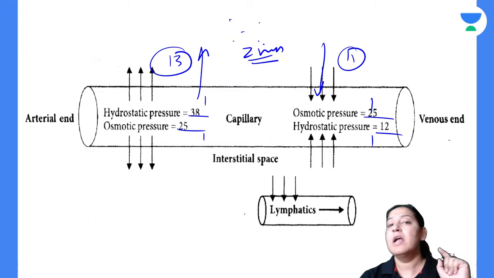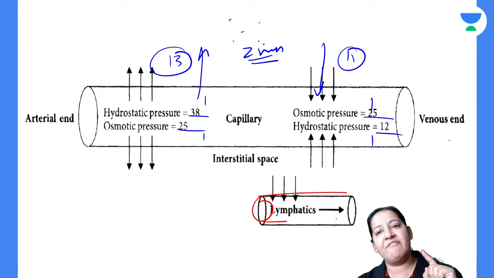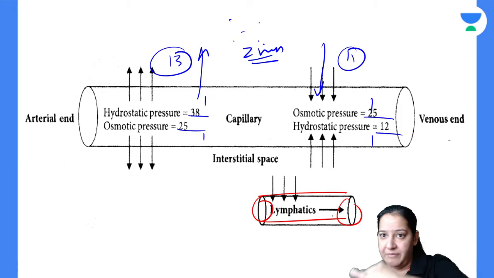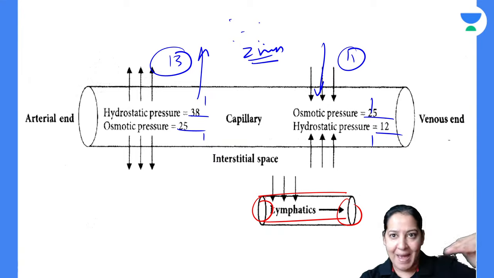Now listen, one more thing. God has given us lymphatics. With every blood vessel parallel, we have lymphatics. Along with the blood capillary, you can see parallel lymphatics are there.